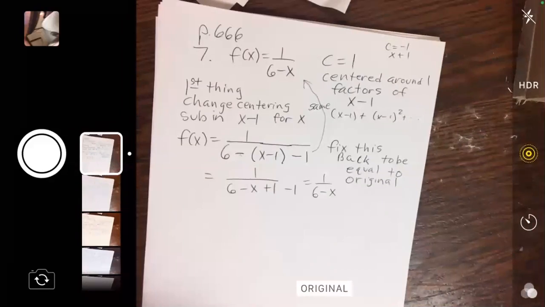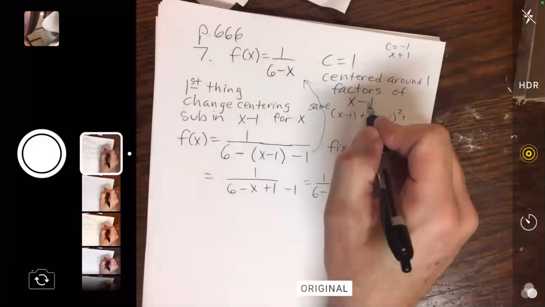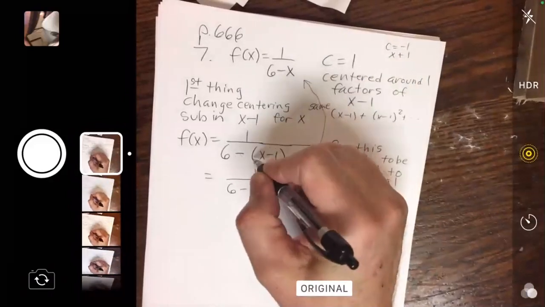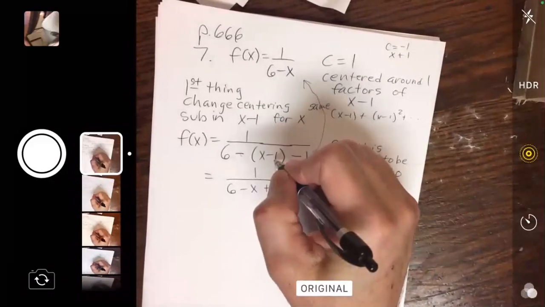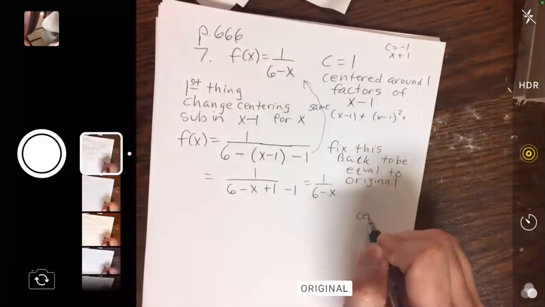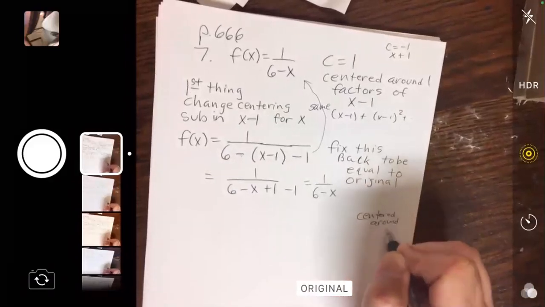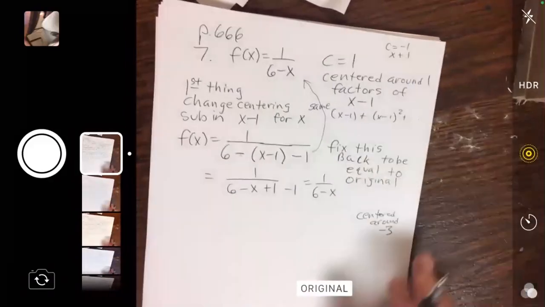So for each problem like this, do you just add whatever number would fix it? Yeah, it's just a matter of subbing in the centering factor, and then you have to imagine, gee, what did I do? Just to give you another idea, what if it had been centered around negative 3?